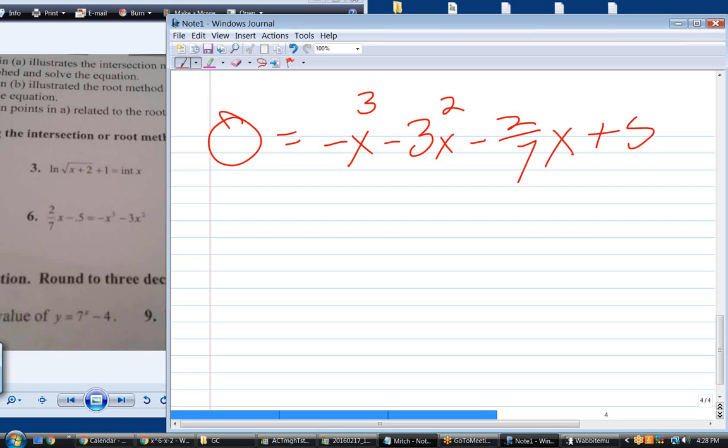Notice that all I have to do now is divide both sides by -1. Turn that positive, that positive, that positive, and this negative. That's a 0.5.